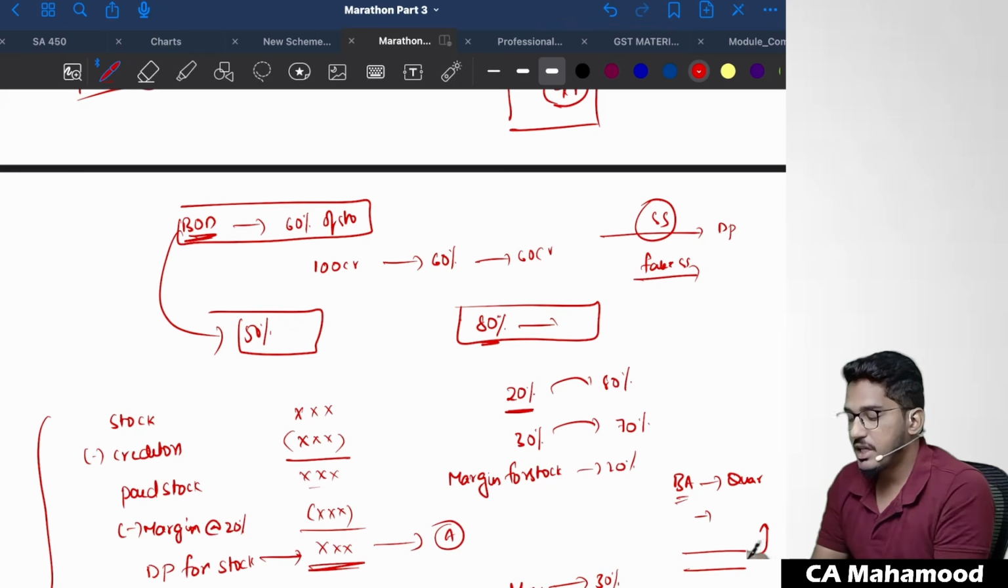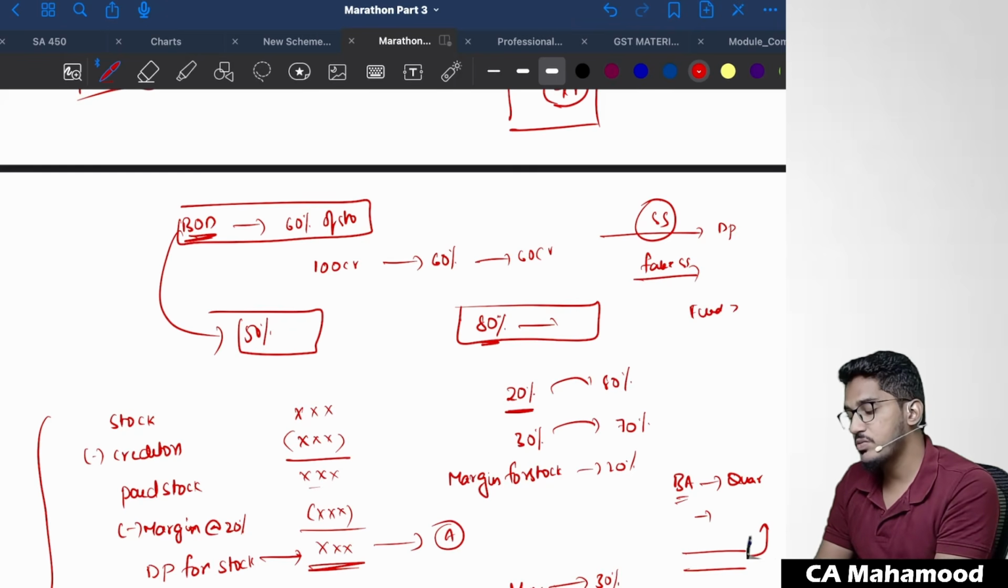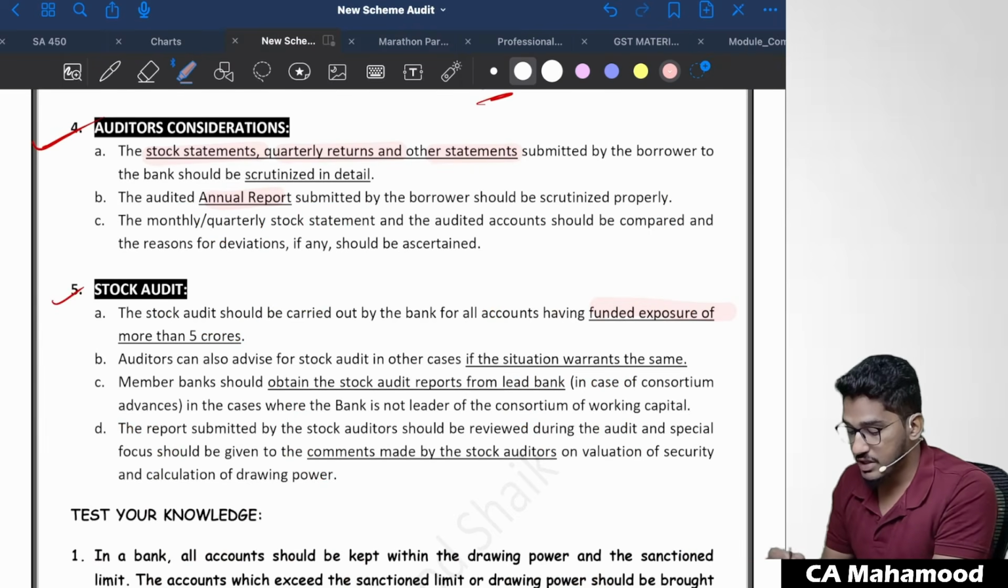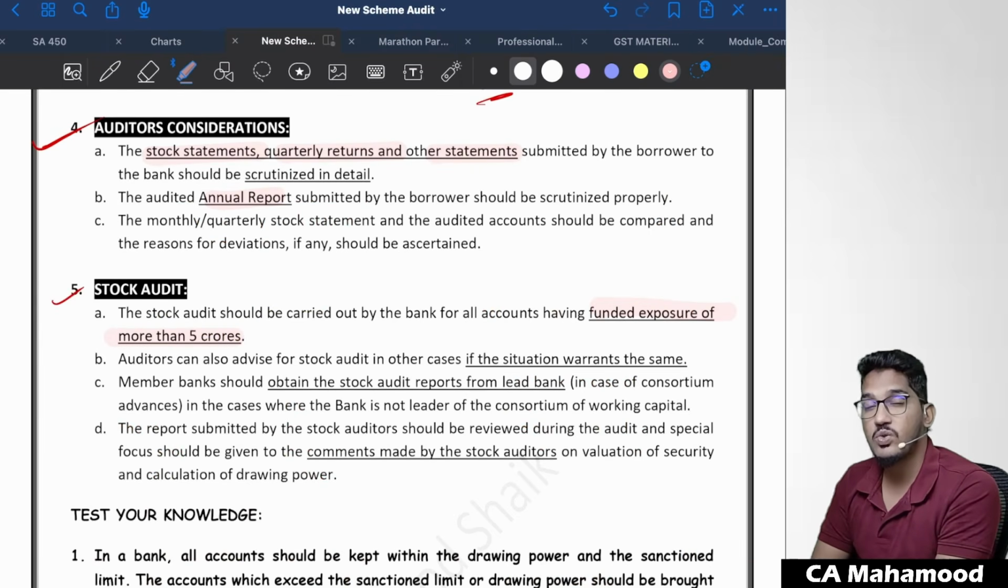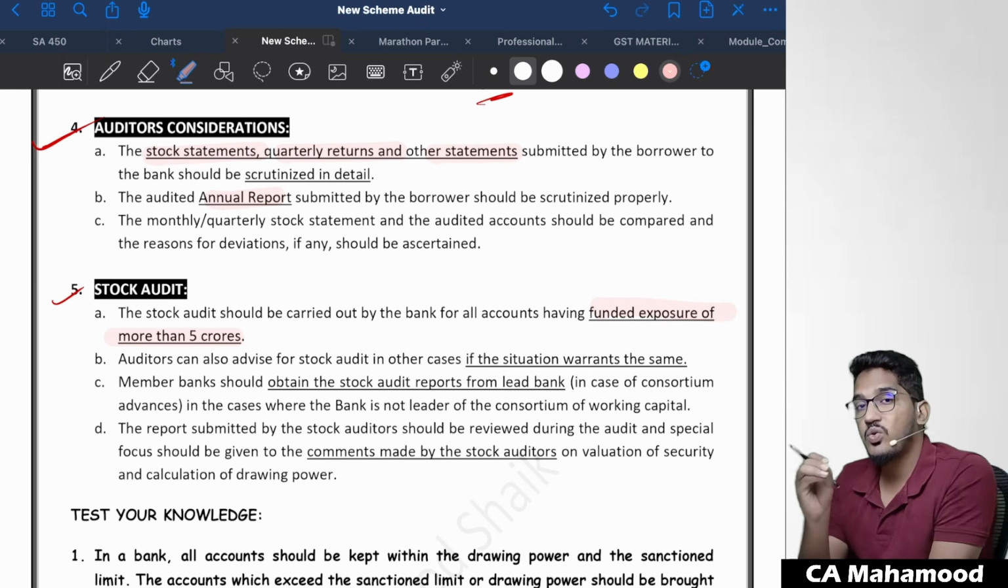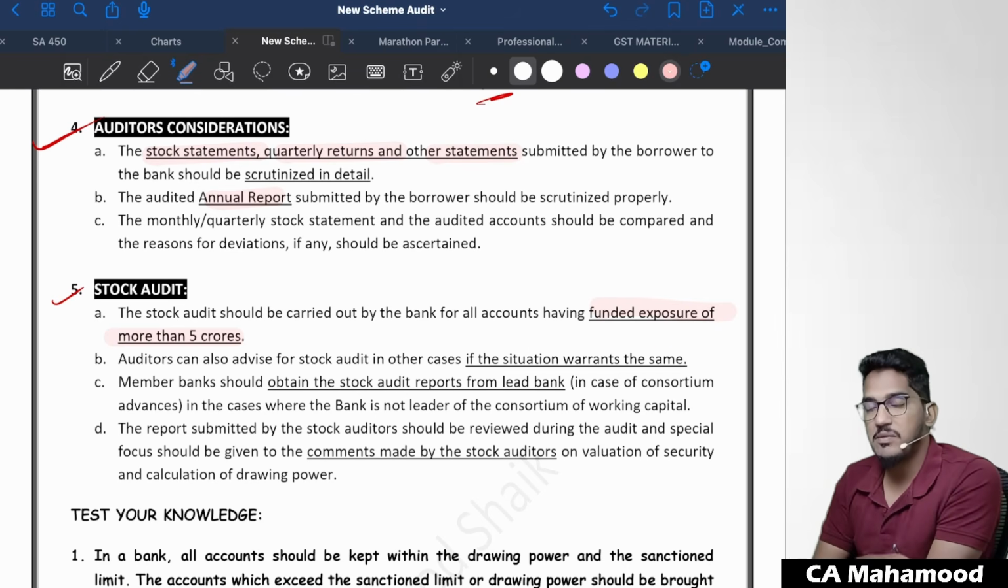So that's why RBI has brought in one policy. What they have told is, in case the funded exposure is more than 5 crore rupees, that means if the actual liability of a person regarding a working capital loan is more than 5 crore rupees, then getting the stock statement alone will not be enough. The banker should do a stock audit also. That means the bank will send some persons on its behalf, or the bank staff will go and verify whether that much stock is really there or not.